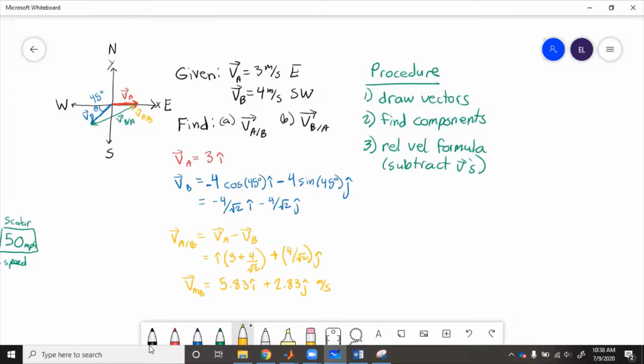Okay, so just as a reality check here, we see this is a big positive number in the X and a kind of smaller positive number in the Y. So looking back at here, if we're looking from Ben to Alice, that's bigger in the X positive, smaller in the Y positive. So this is a reasonable looking answer.